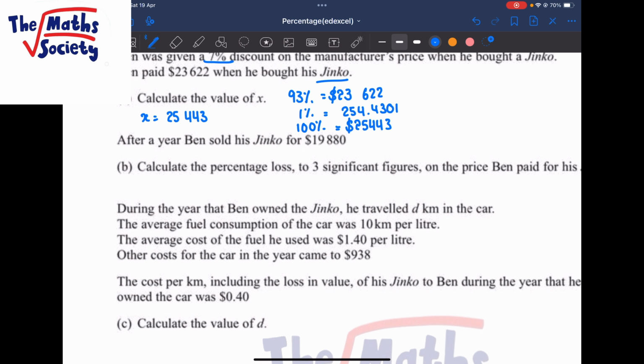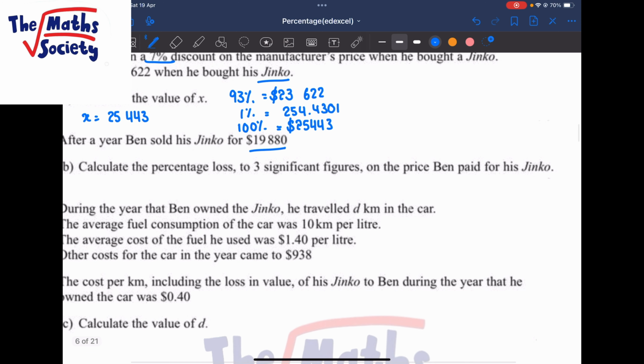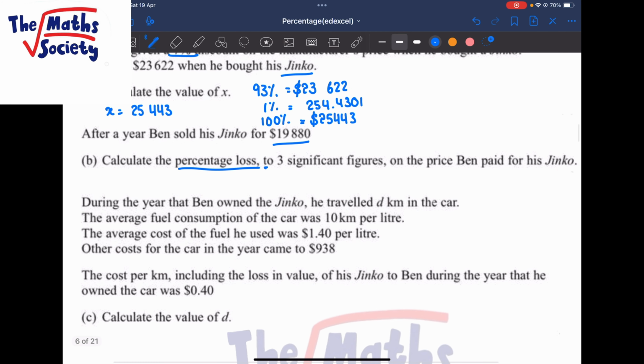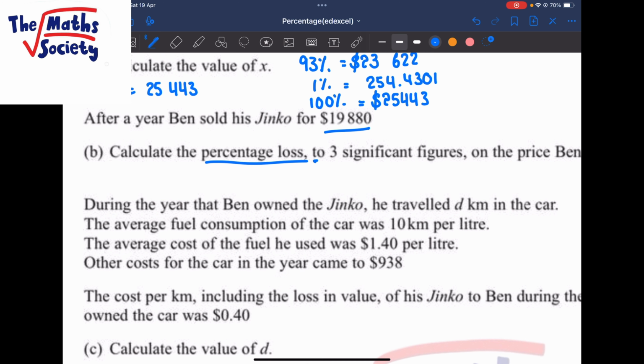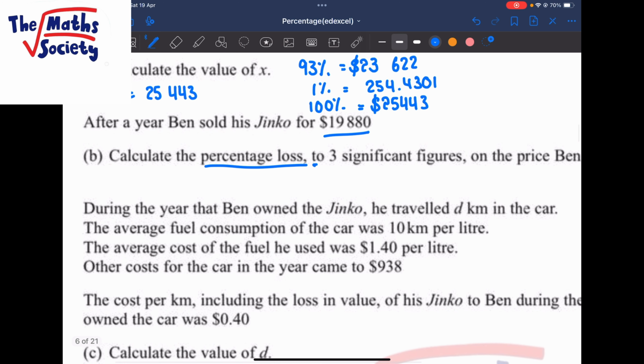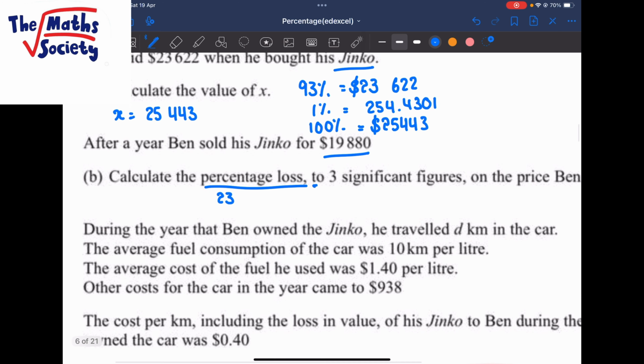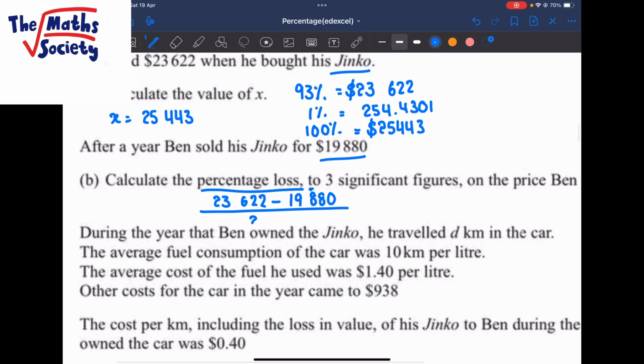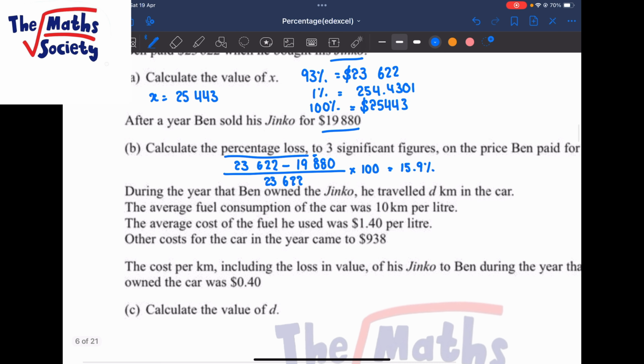It says after a year, Ben sold his Jinko for $19,880. Calculate the percentage loss to 3 significant figures on the price Ben paid for his Jinko. So now we want the percentage loss. So what we're going to find is the total price that he paid, which was $23,622. And he sold it for $19,880. And that's divided by the price that he paid. So that's 23,622 multiply 100%, because we want to know it in percent. And it will be 15.9% in 3 significant figures.